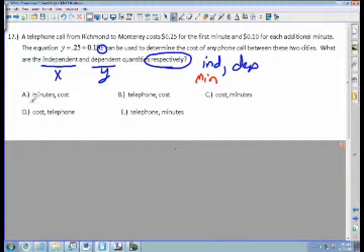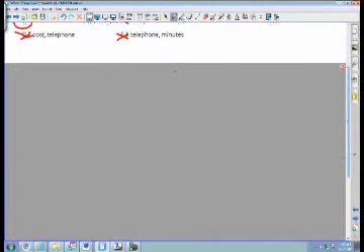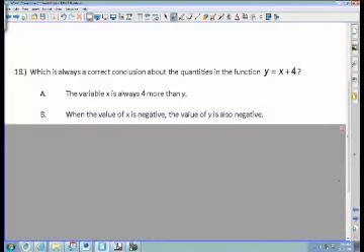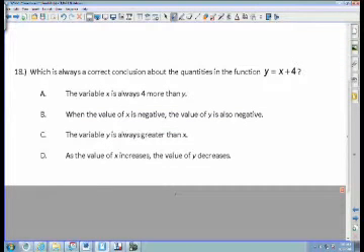Okay, so let's see which one says minutes first. That one says cost. Nope. Telephone, that's not even part of the problem. And the dependent is the cost. So the only answer choice we have is A. But you're going to have to remember right here what respectively means. Next, the last one. Right here it says, which is always the correct conclusion about the quantities of this function.